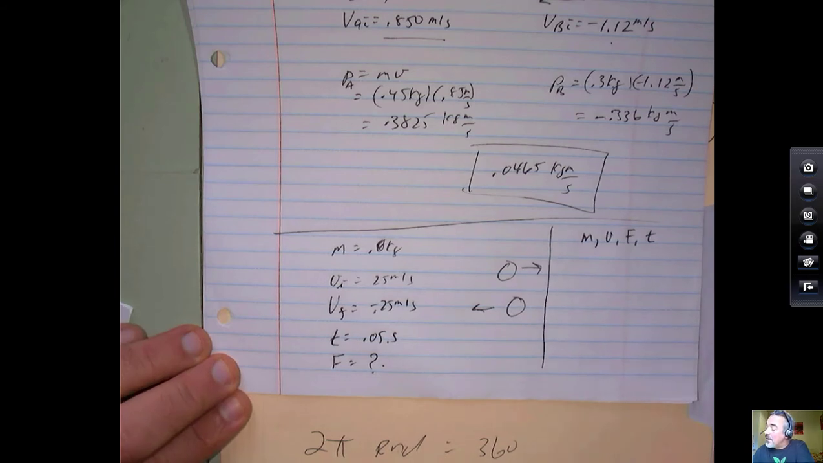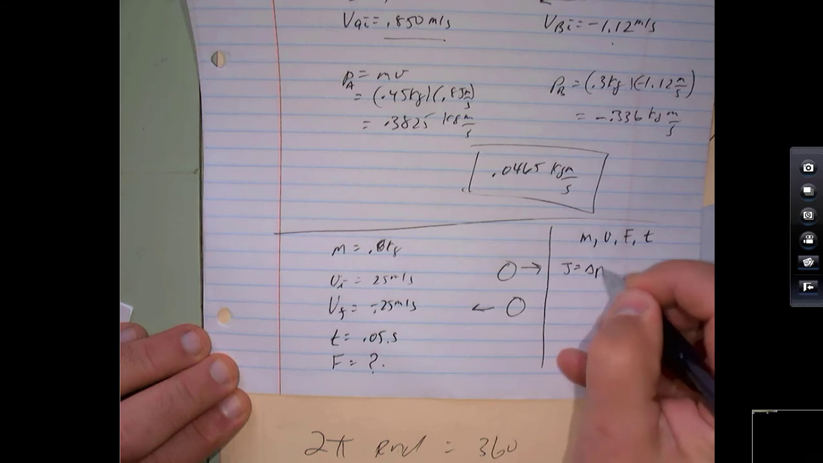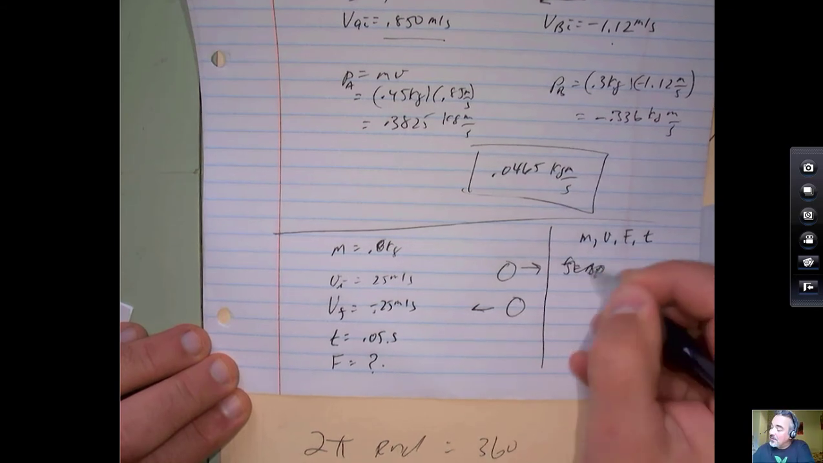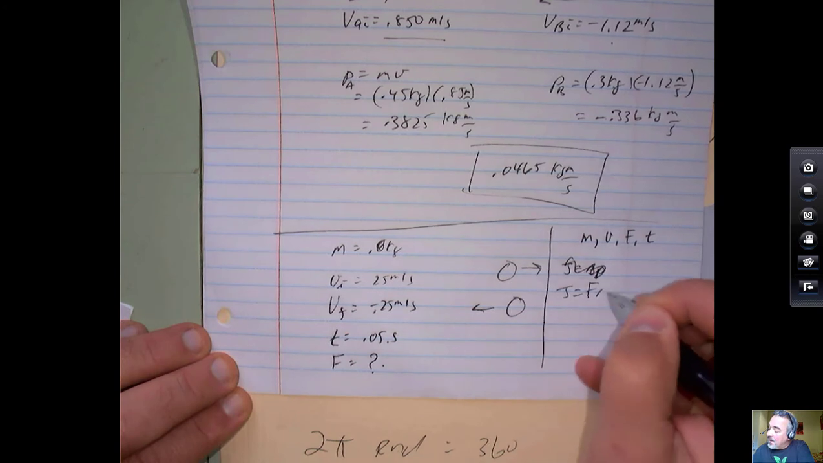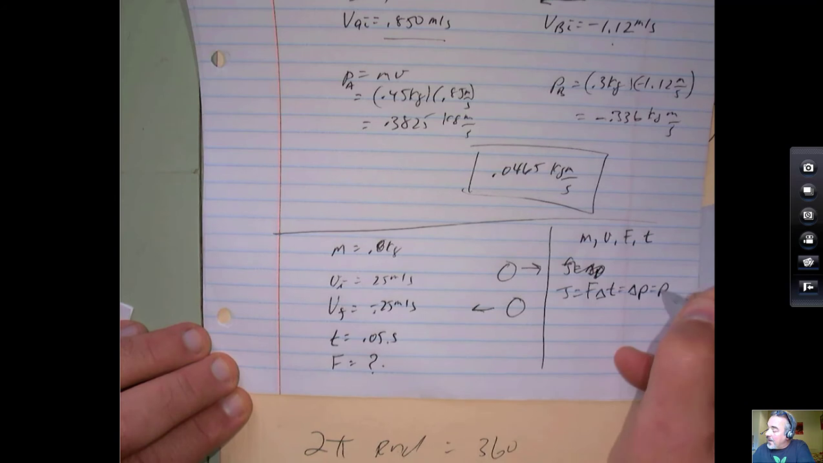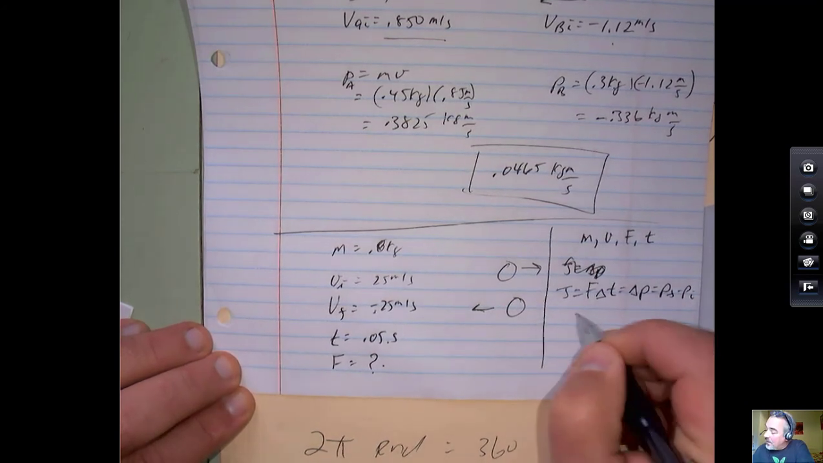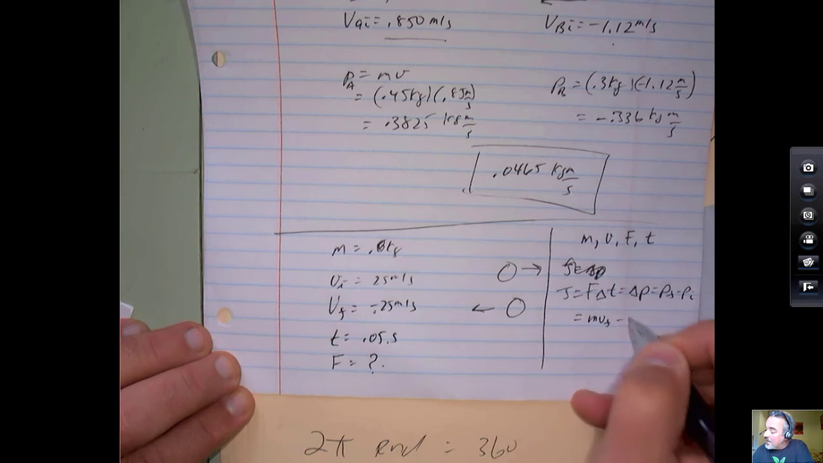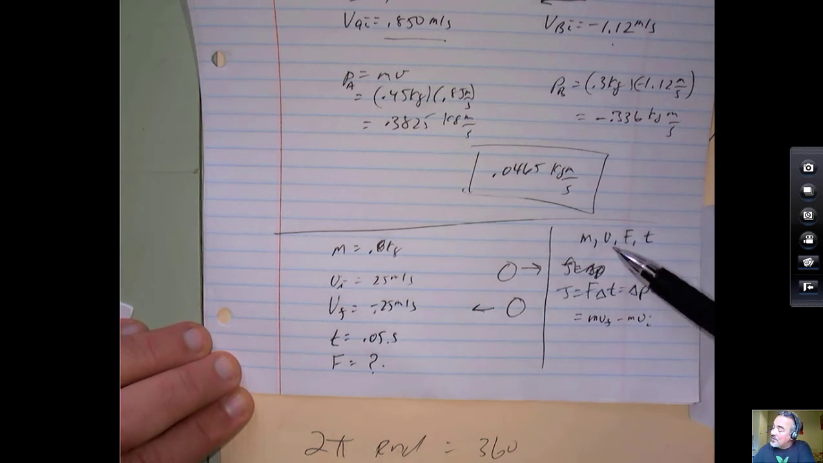The impulse relationship should jump into your head. So impulse means change in momentum. Let me write it like this so it looks cleaner. Impulse, F times time, equals change in momentum, final momentum minus initial momentum, mv final minus mv initial. So the hint here is mass, velocity, force, time.